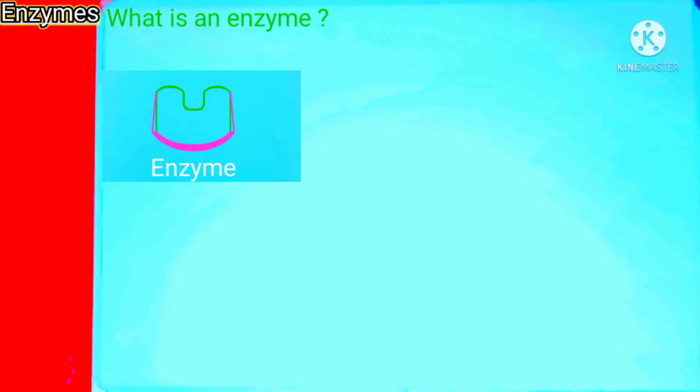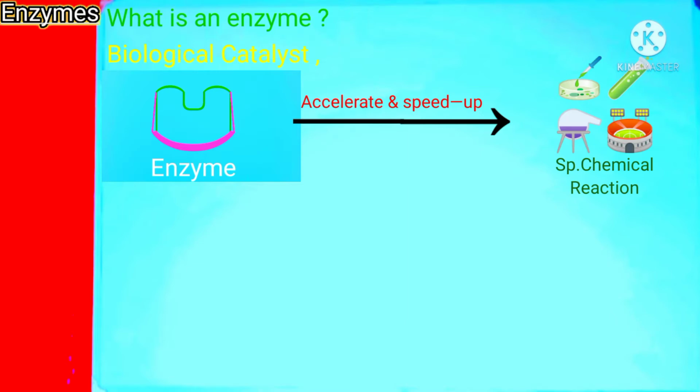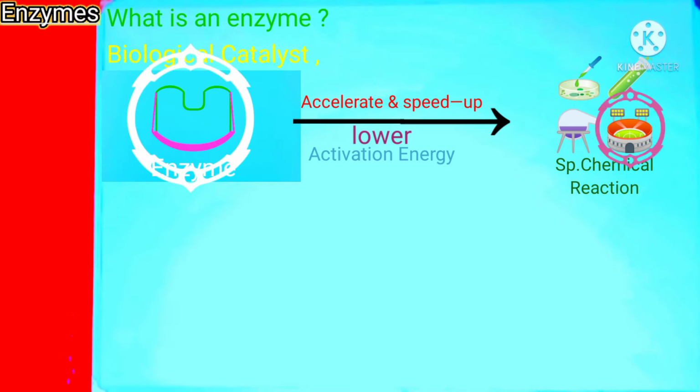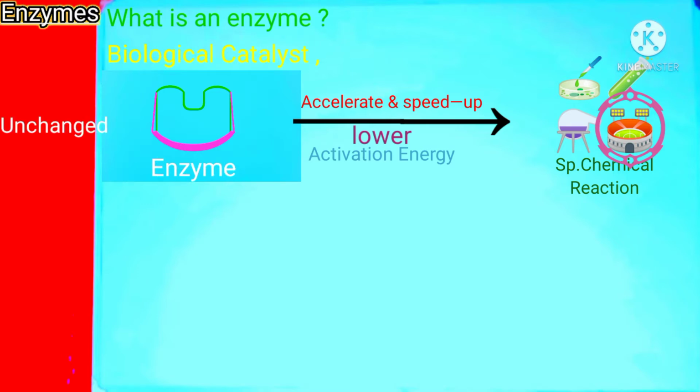Students, an enzyme is a biological catalyst, a living catalyst, which can accelerate and speed up a specific chemical reaction. The speed of that particular chemical reaction is increased when the enzymes lower the activation energy of that particular process. So these enzymes can increase the speed of a chemical reaction but remain unchanged, unaltered during the chemical process.